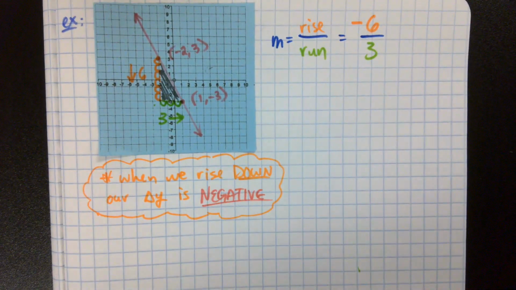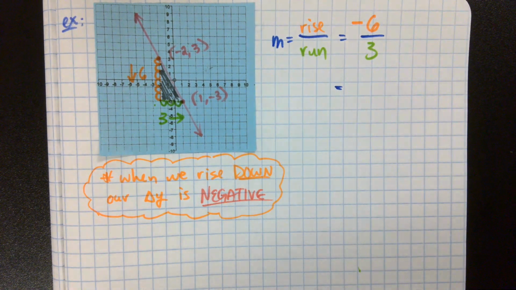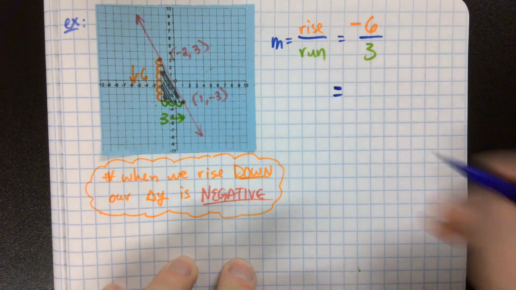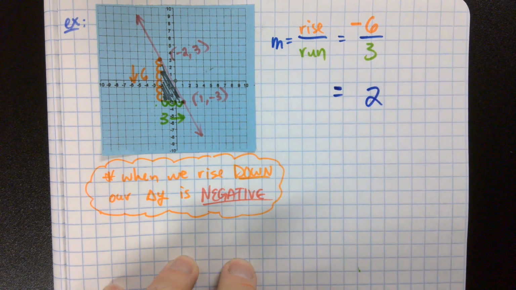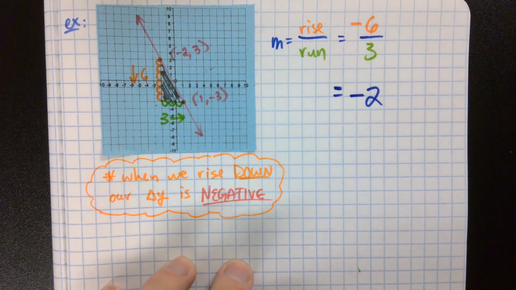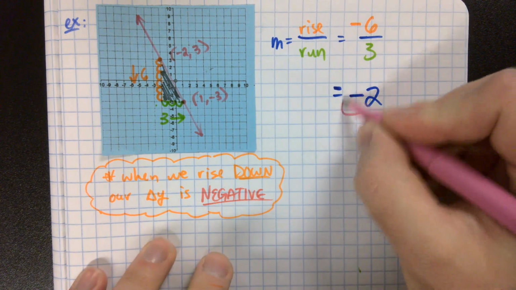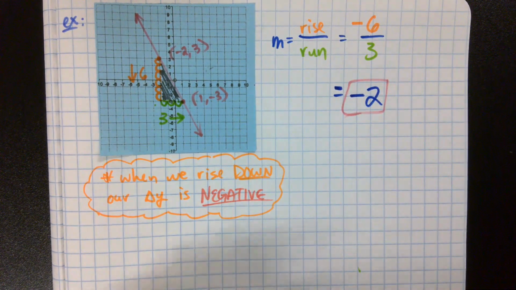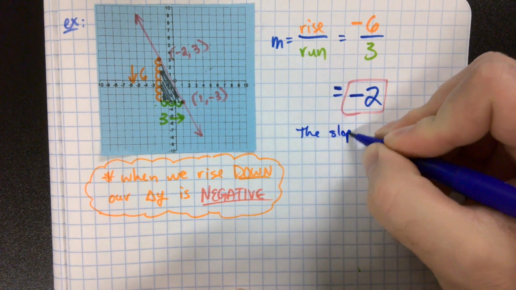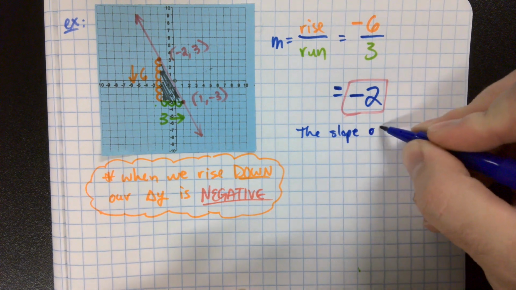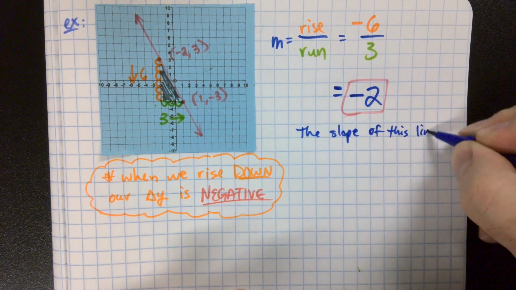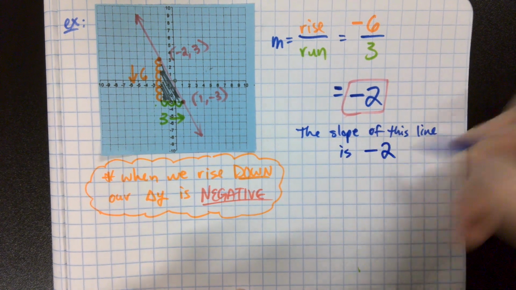Can we simplify -6 over 3 at all? Yeah, how many times does 3 go into 6? 3 times, very close. 2 times. But what's a negative number divided by a positive number going to give us? A positive or a negative? A negative. -2 is our actual slope here for this line. The slope of this line is -2.